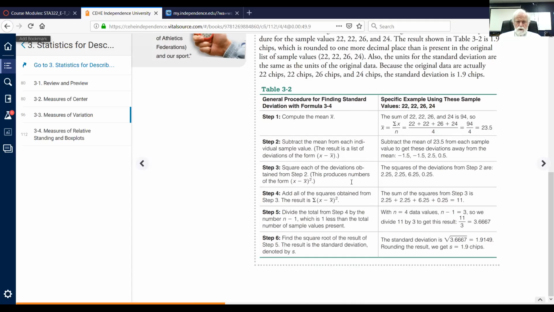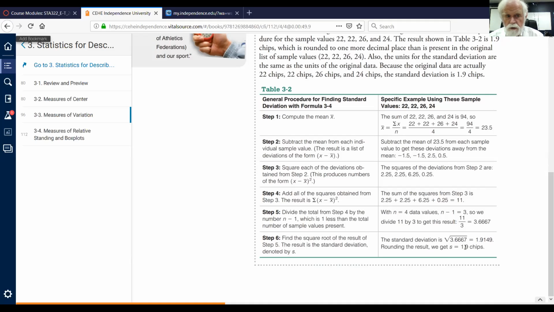So the square of each of those deviations, then we calculate those. 2.25, 2.25, 6.25, and 0.25. Then add them all up. This gives us 11. So then we divide by 3, which is the 4 data points minus 1. 11 divided by 3 is 3.6667. Then we find the square root of that. The standard deviation now is 1.91 or 1.9. Since we only have whole numbers of chips, we only use 1 decimal point. So it's 1.9 chips is the standard deviation.